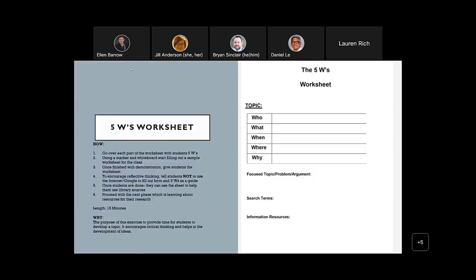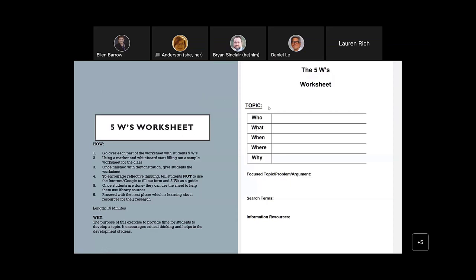And my other favorite is the 5Ws worksheet, which is essentially a worksheet that has, I'm going to point these out here, a topic, and then you have who, what, when, where, why. Then they have their focus topic, problem or argument, and then their search terms. So what you do is you have this worksheet up on the board, up on the overhead, and you go over the different parts with them.